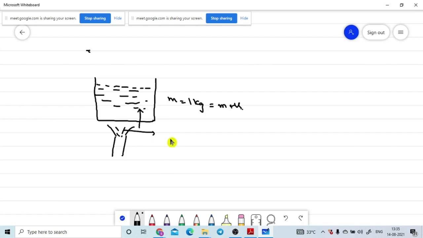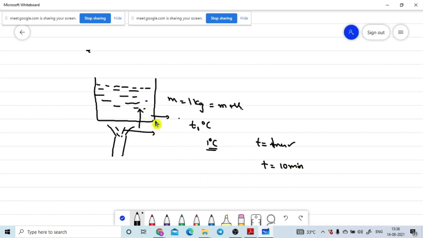First of all, I measure the initial temperature of the water. Let's assume T1 is the initial temperature of the water, 30 degrees Celsius. Now I calculate how much time is taken to raise the temperature of the water by 1 degree Celsius. That is my goal, so I measure this. Let's assume it takes nearly 10 minutes. It is just a small experiment.